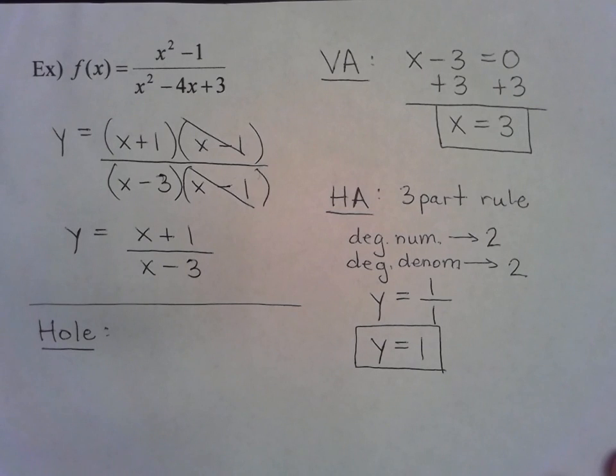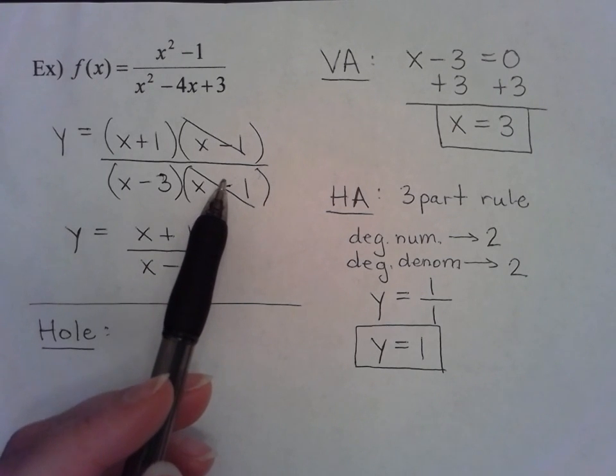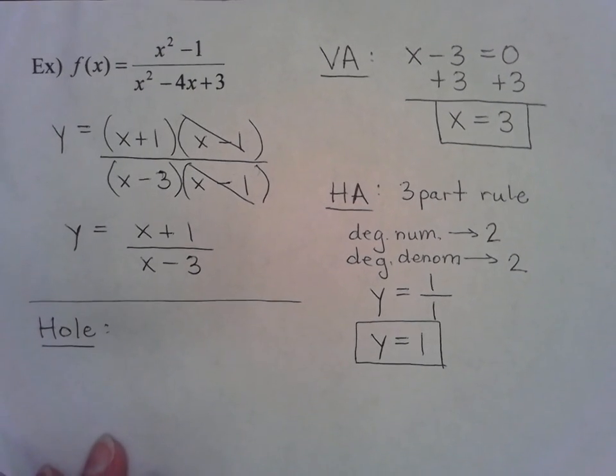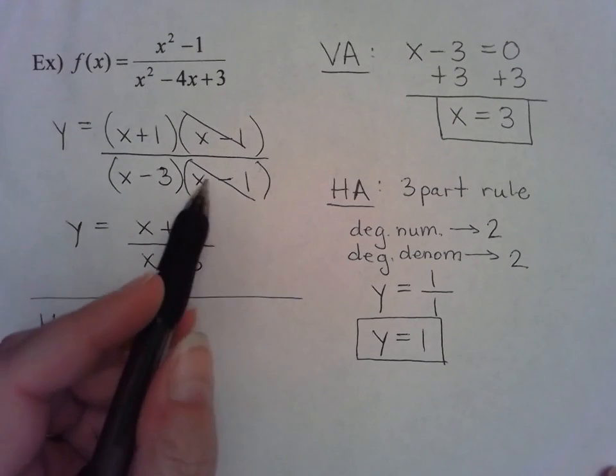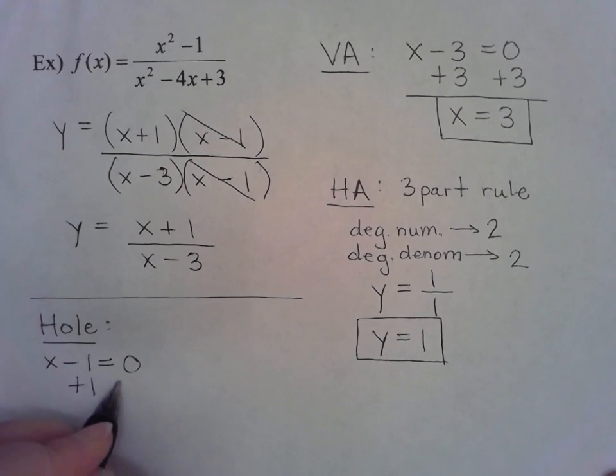Okay, and then we need to talk about the hole. All right. If we cancel, we will have a hole. We canceled, right? If we don't cancel, there will be no hole. Okay? Does that make sense? So the canceling is what produces the hole. All right, so to find the x value, remember we're going to set the canceled factor equal to 0. In this case, that's the x minus 1. So the x value will be 1.